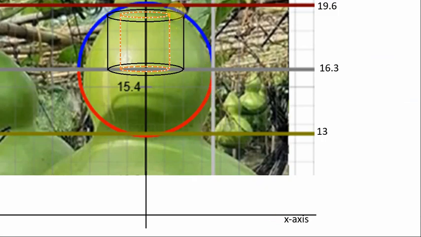So this is once again x of i star. f of x of i star will be the distance from this point on the graph to the x-axis. But the height is just from here to the line y equals 16.3. And therefore the height of this shell will be f of x of i star minus 16.3.